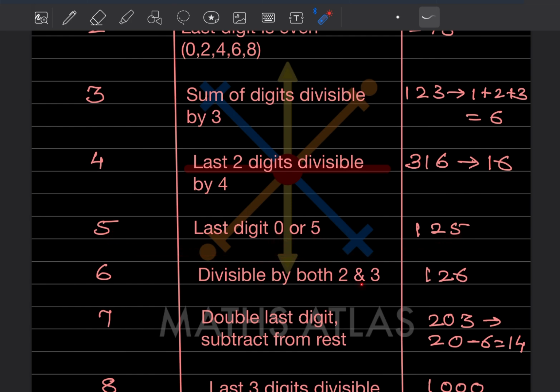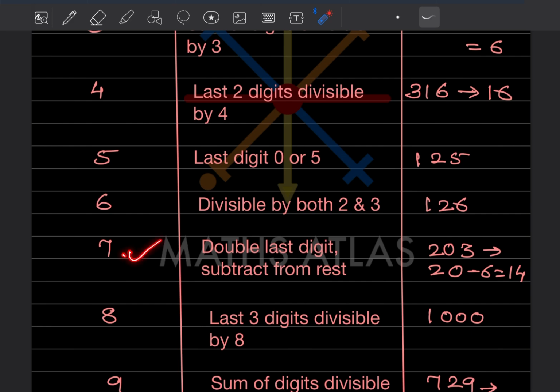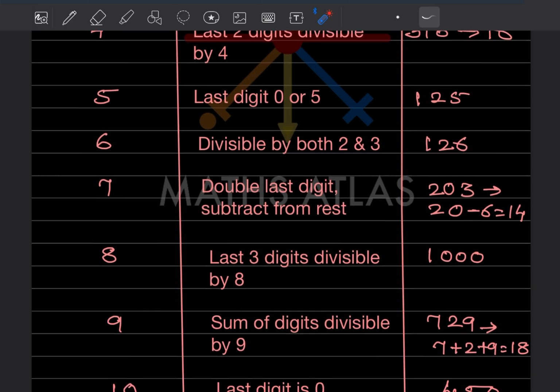For 6, the number should be divisible by both 2 and 3. Now you can see this number is divisible by 2 as well as by 3. For 7, double the last digit and subtract it from the rest. If you take the number 203, the last digit is 3. If you double it, it is 3 multiplied by 2, or 3 plus 3, that is 6. And you subtract it from the rest, that is 20 minus 6, which is 14, which is divisible by 7. Now for 8, the last 3 digits should be divisible by 8.